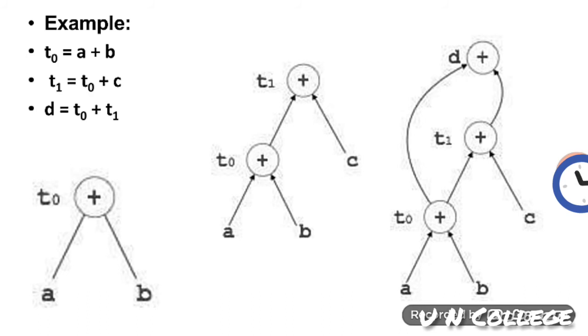Then at the final step you can see that D equal to T0 plus T1. What we have done here is we have just used D, which is adding T0 and T1. So here we are using the plus operator and combining them. In this way we are eliminating the use of redundant code.